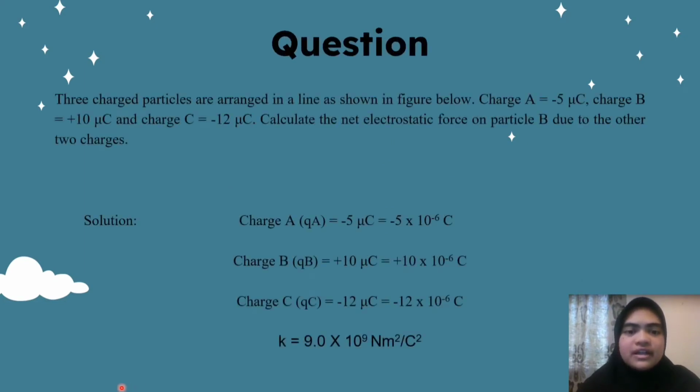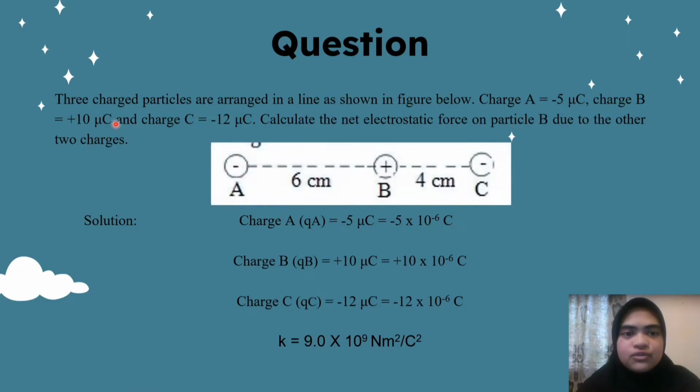So the question that I have given to you today is, three charged particles are arranged in a line as shown in the figure below, where charge A is equal to negative microcoulomb, charge B is equal to positive 10 microcoulomb, and C is equal to negative 12 microcoulomb. In this question, we need to calculate the net electrostatic force on particle B due to both of the charges A and C.